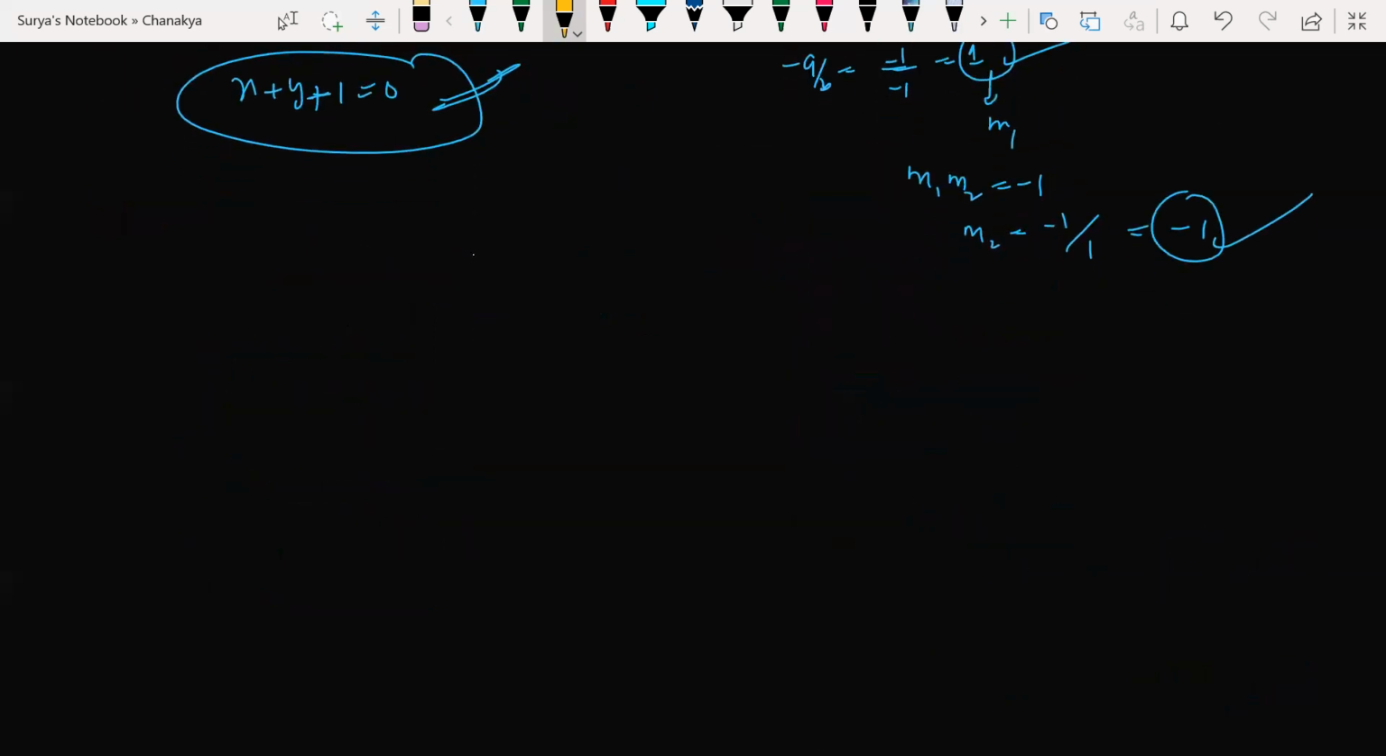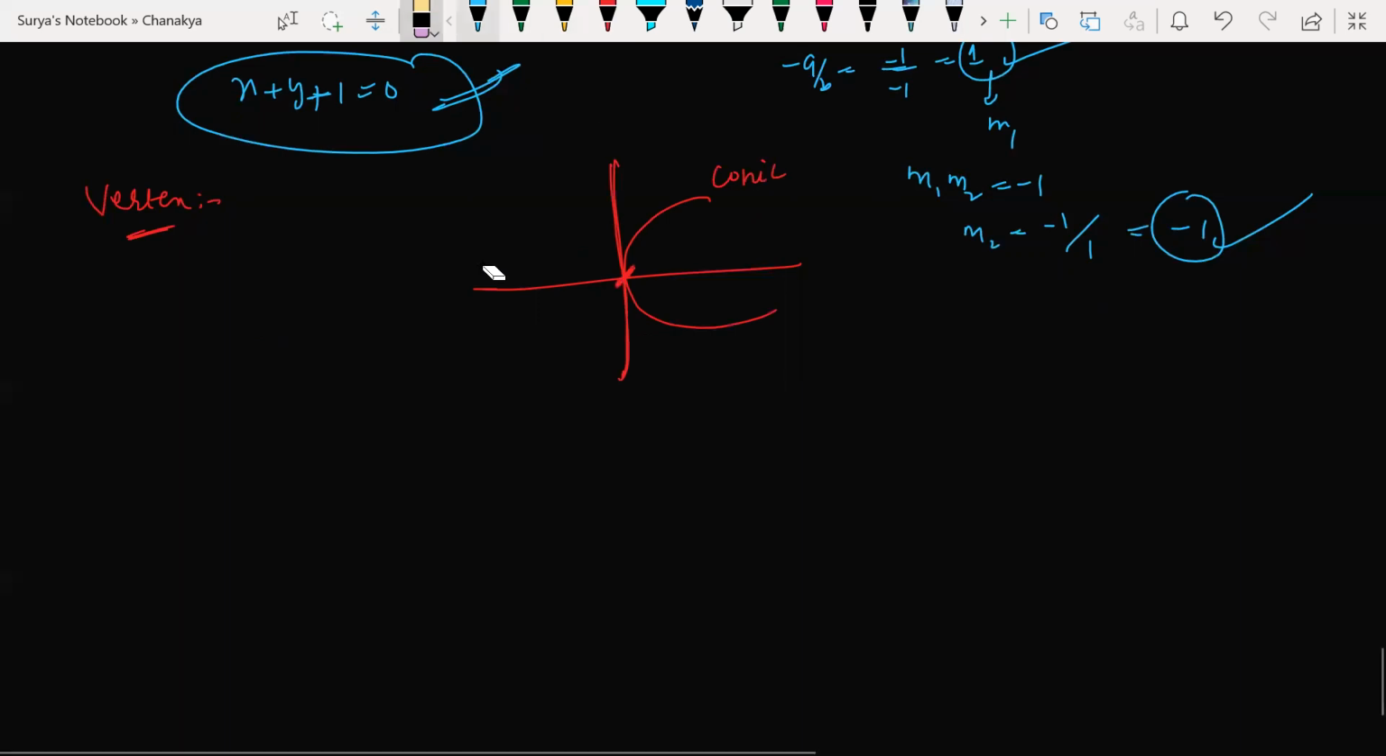Now, what is the vertex? How can I find out vertex? Vertex is nothing but what? Point of intersection of the axis and parabola. Beta, this is my axis. This is the vertex. Am I correct? What is that? Point of intersection of axis and this conic or not? This is conic. This is my axis. Okay? Axis and parabola, or else you say axis and conic.